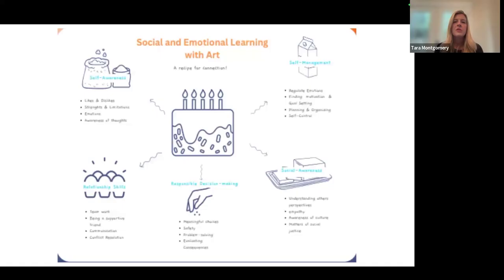Okay. So just be thinking, how would you like to use art in your classroom to promote social emotional learning? So if we would want to make a cake, we know that there are vital ingredients. So these are the ingredients for creating social and emotional learning with art, and it's just the five competencies.